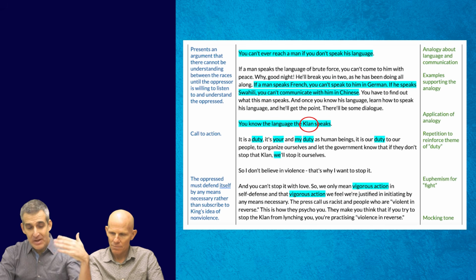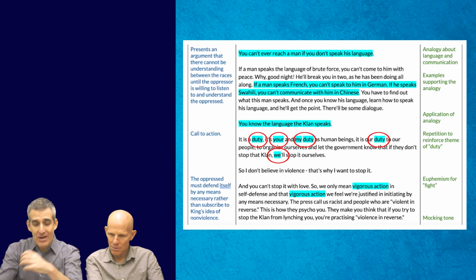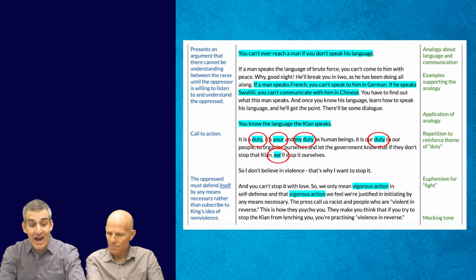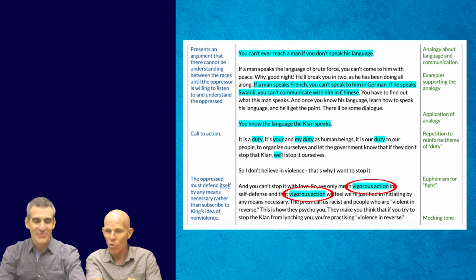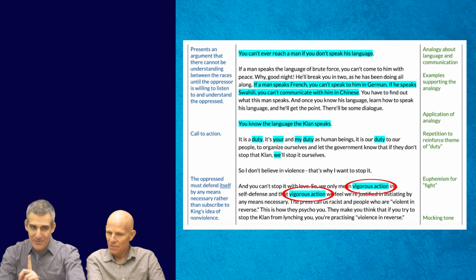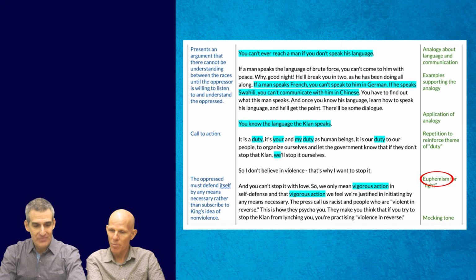And then he takes the you and the my and the word duty and talks about how collectively it's their duty to not let this continue. That's right. And this is, again, that repetition of the word duty and that repetition of the call to action. And then again, he's talking about the sort of vigorous action that's required. This is what we need to do. Vigorous action. Not fighting, vigorous action. Interesting use of euphemism there. Yeah, I think it's super powerful.